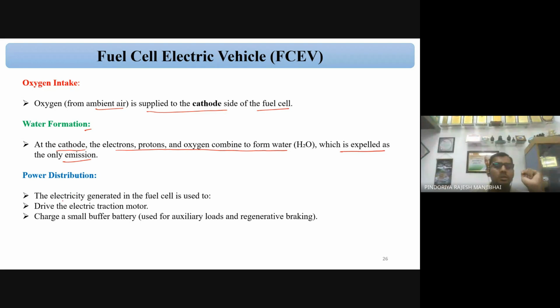Power distribution. The electricity generated in the fuel cell is used to drive the electric traction motor and charge the small buffer battery for the auxiliary load. So we can charge it, and we can also use the battery for auxiliary loads, maybe a mobile charger, maybe the LED, correct? And that we can get from regenerative braking. Okay.